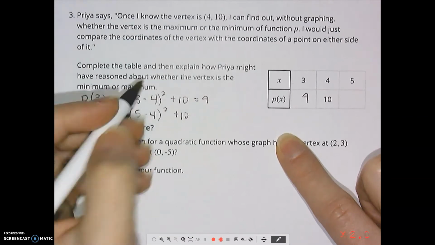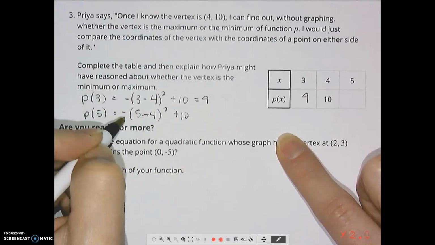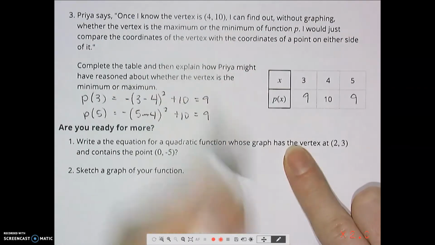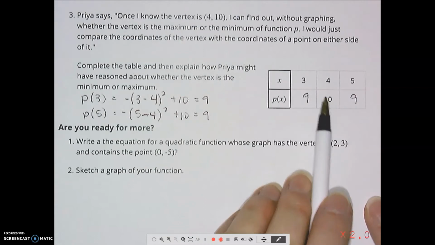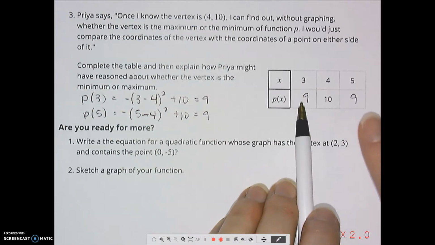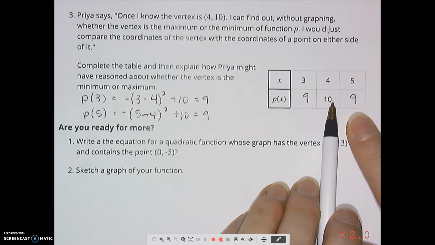If we do the same thing for p of 5, we plug in 5. 5 minus 4 is 1. 1 squared is 1. Times negative is -1 plus 10. That also gives us 9. So if you think about it, our vertex here is at the point (4, 10), and then we have 2 points off to the side at (3, 9) and (5, 9). Does that mean that our vertex is a maximum or a minimum?